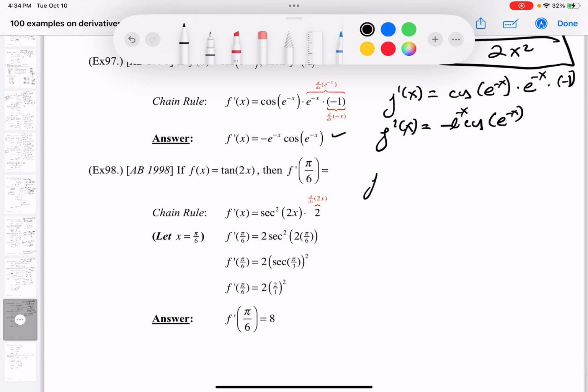I hope we are anyway. f prime, and that's going to be secant squared of 2x times the derivative of 2x, which is 2. And we've got to evaluate f prime at pi over 6. Kind of reminds you of right triangles. When pi over 6 is a 30-degree triangle. Looks like this over here.